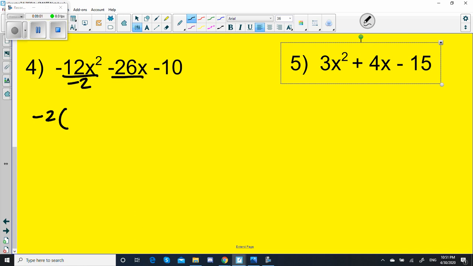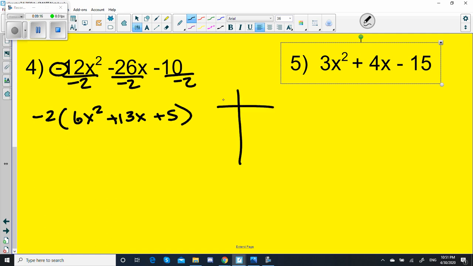That will change them to positive, especially this front one. We don't want that x squared to be negative. So that leaves me with 6x squared plus 13x plus 5. Okay, so we need factors of 30 because I'm multiplying 6 times 5, that will give us 13.